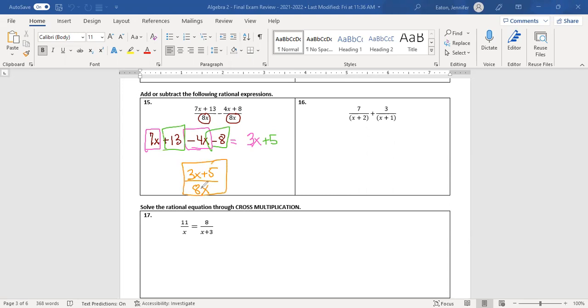Now, why can't I cancel out these x's here? Remember that the 3x plus 5 is connected with that plus sign. So that's one whole piece. So we can't cancel out the x's because they are not identical.